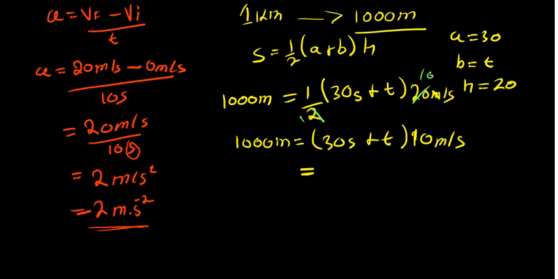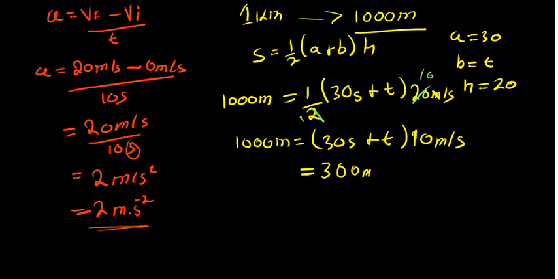So you can expand this, or you can divide the 10 into 1000, then cancel it from the other side. But let's just try to expand it and see what we're going to get. So we multiply the 10 meters per second by the 30. What are you going to have? 10 by 30 is 300 meters.